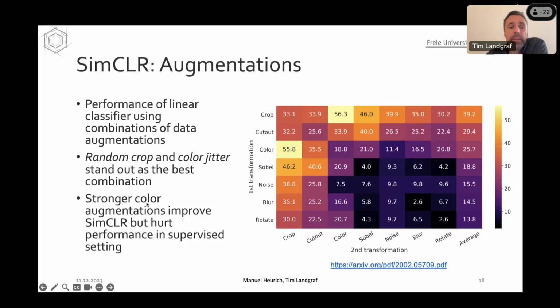They also say that they augment the color, so the color jitter, in a much stronger way than they would be doing in a supervised fashion. In a supervised setting, the color jitter that they introduced in SimCLR would even hurt the performance. So that's interesting. It seems that cropping and color jitter is really important in a self-supervised setting, but the intensity, the magnitude of the jitter of the color, needs to be higher.